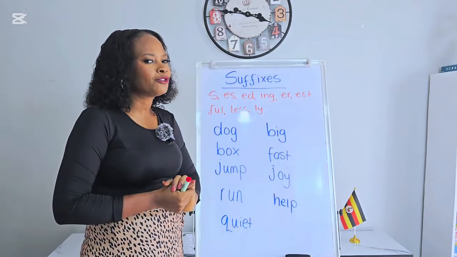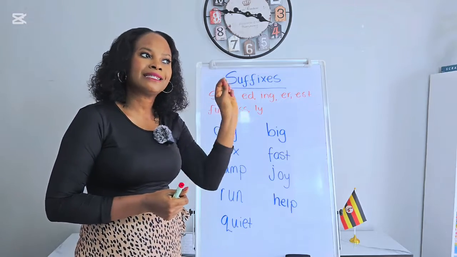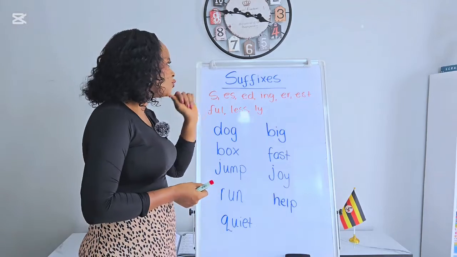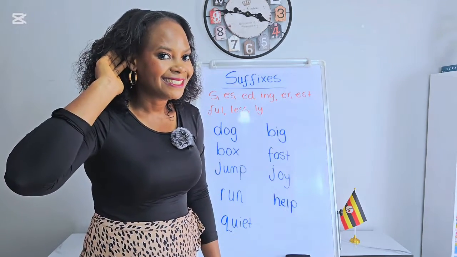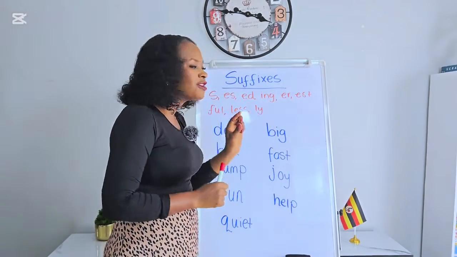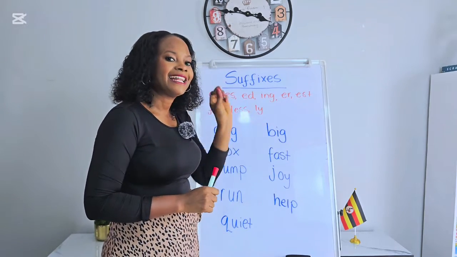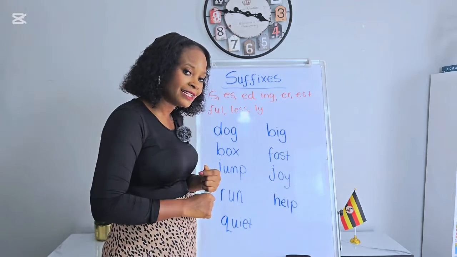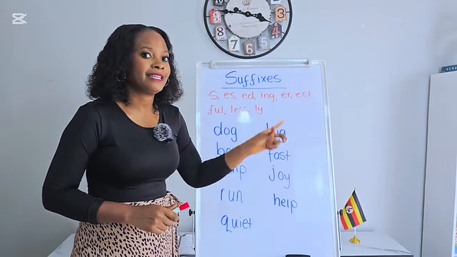Yesterday we learned about prefixes and we said that prefixes are those little words that come before a word and change the meaning. What do you think suffixes are? Have a guess. Shout it out. Yes, you are right. Suffixes are those little words we add at the end of a word, and they change the meaning of that word. Just like prefixes, for suffixes, we add them at the end.